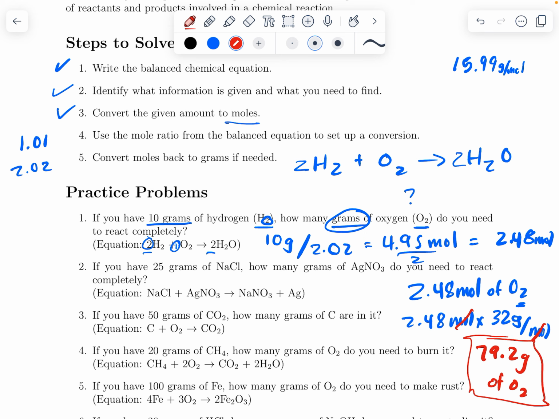Okay, so if you check number 2, in a way it's a little easier because if you look, they all balance for number 2, and there's no different coefficients. They're all 1, 1, 1, 1. So that means the mole ratio is going to be 1 to 1. You don't need to divide or multiply like you did for number 1. So that's basically how to do it in a nutshell.